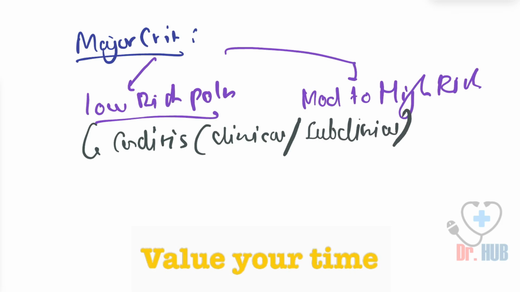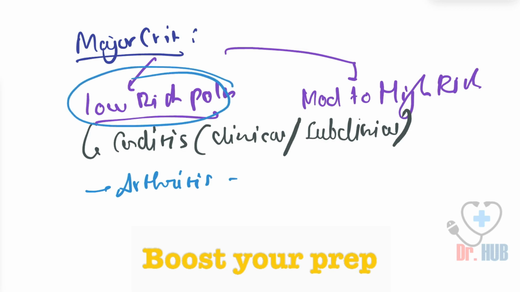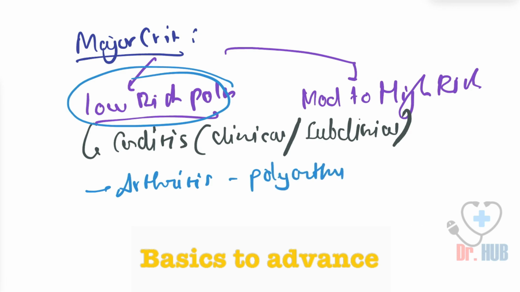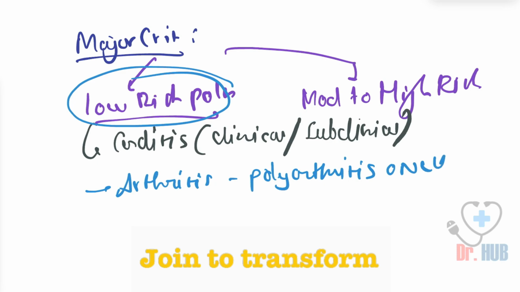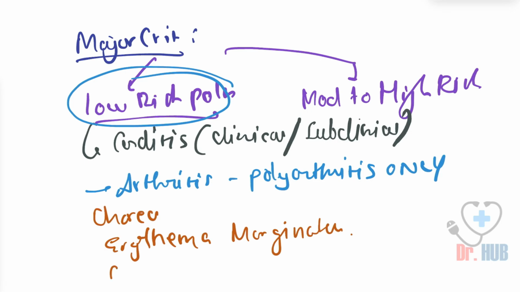Then we move on to arthritis. First we are dealing only with the low risk population. Arthritis includes polyarthritis only, in the case of the low risk population. And then we have chorea and erythema marginatum. After this, there are subcutaneous nodules as well.